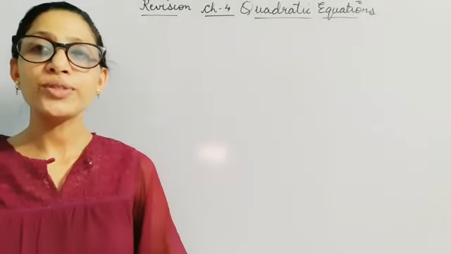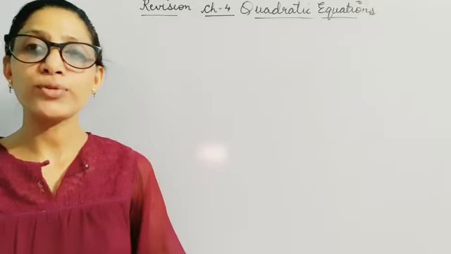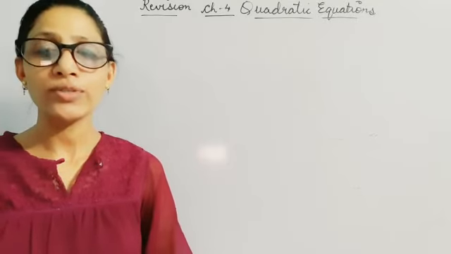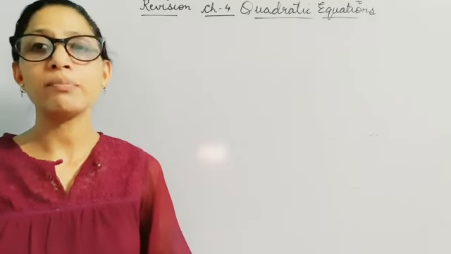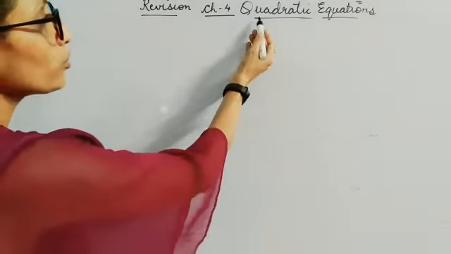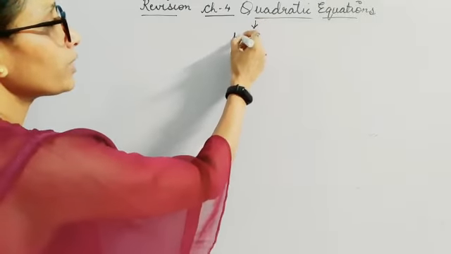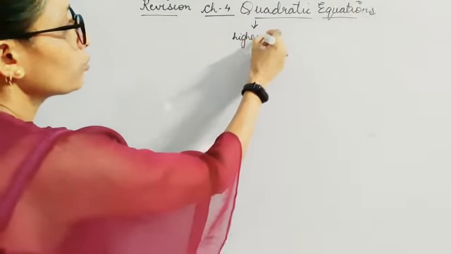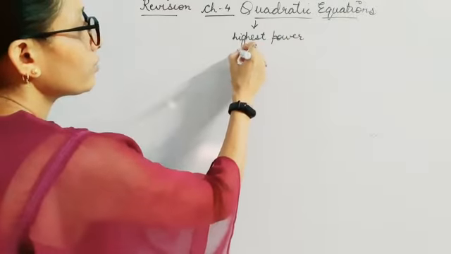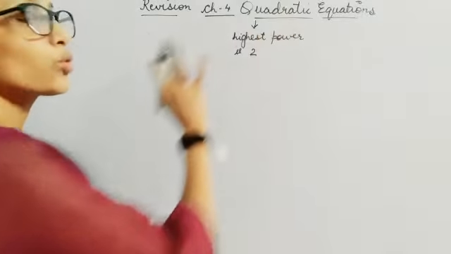Hi everyone, today we are going to revise chapter 4, that is quadratic equations. Before starting any of the questions, let us understand the meaning of quadratic equations. Children, as I have told you in the chapter polynomial, if the highest power of the variable is 2, then it is quadratic.